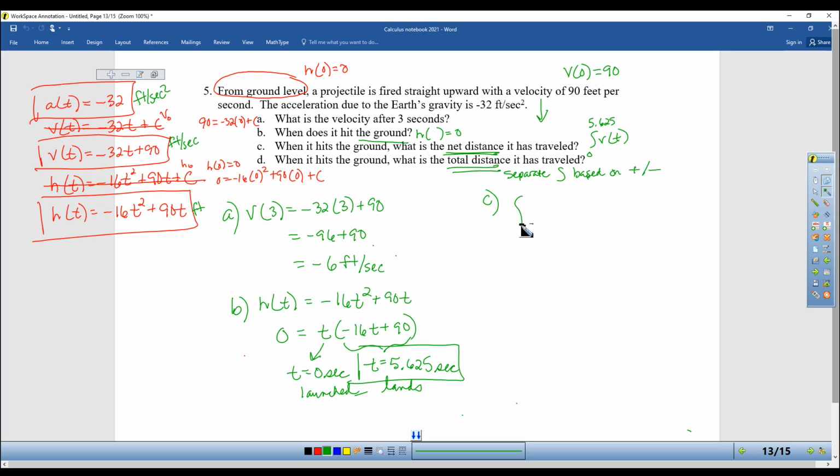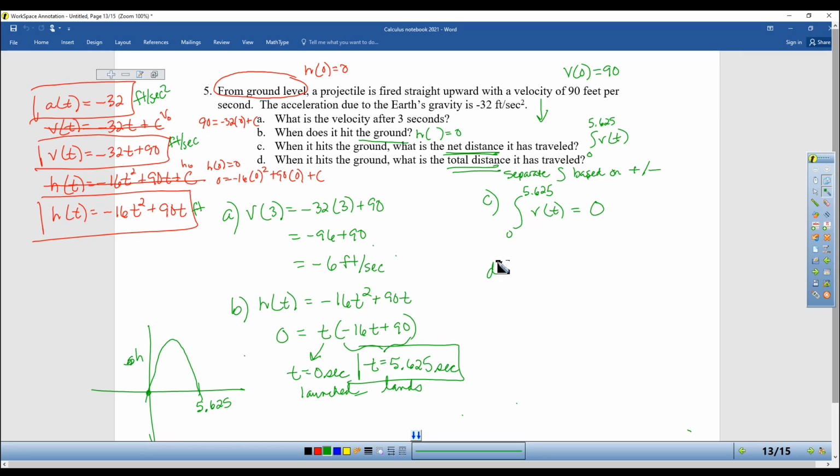Now, before I actually do this, do you already know the answer? What is its net distance? Here's 0 seconds. Here's 5.625 seconds. It goes up, and then it goes down. I guess we used h. It's 0. You don't even have to do the math. It had better come out to be 0.